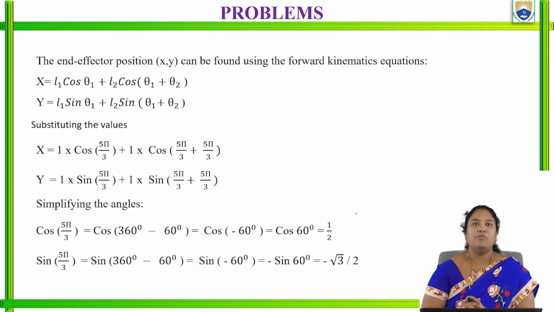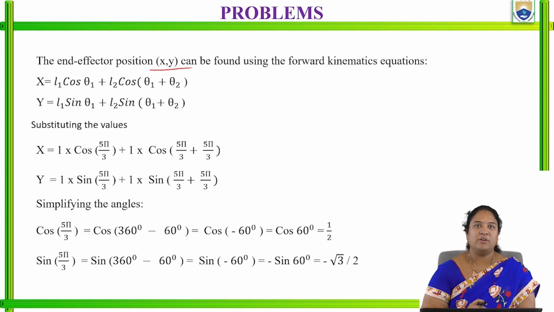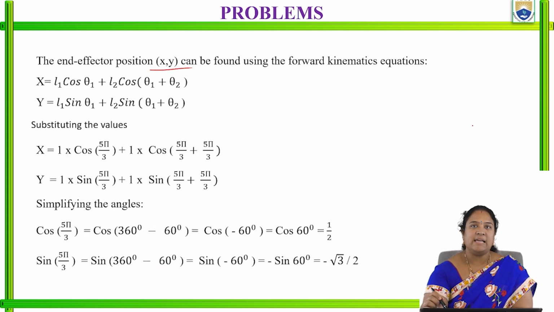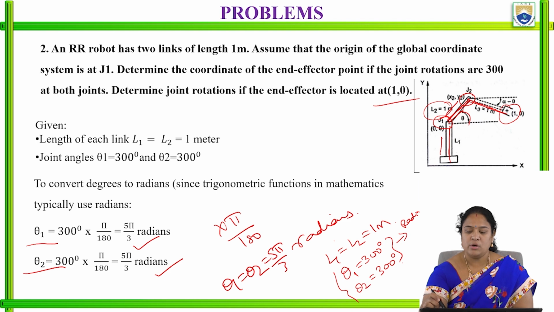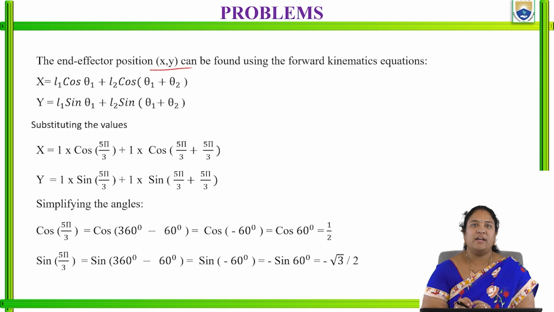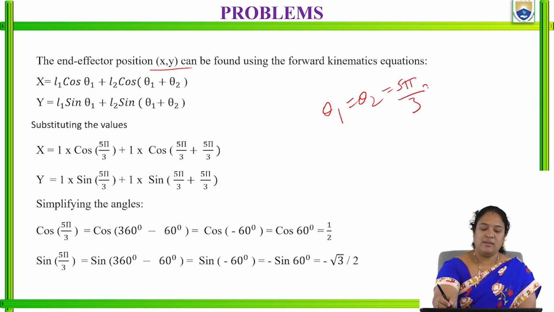Right? Now, for this particular constraint, for the end effector coordinates x and y, we will be writing the equation as x is equal to L1 cos theta 1 plus L2 cos of theta 1 plus theta 2. In the same way, for the y direction, y is equal to L1 sin theta 1 plus L2 into sin of theta 1 plus theta 2. Now, what is theta 1 and theta 2? Theta 1 is equal to theta 2 is equal to 5 pi by 3 radians.